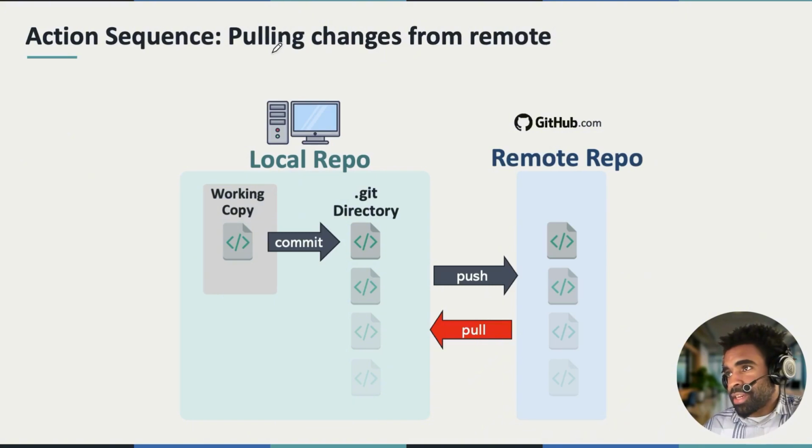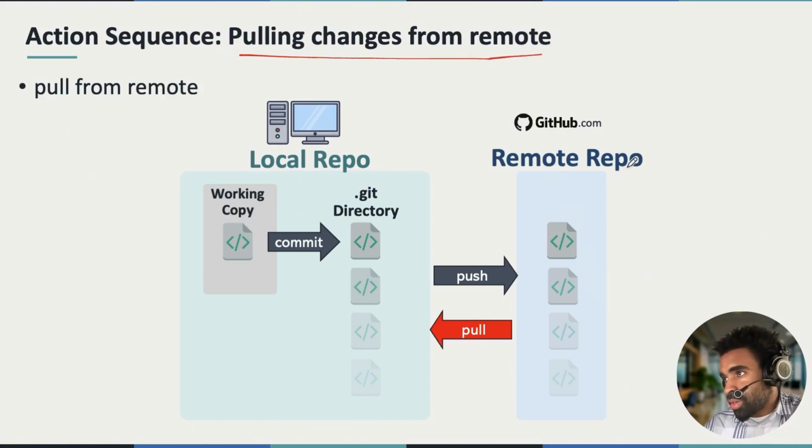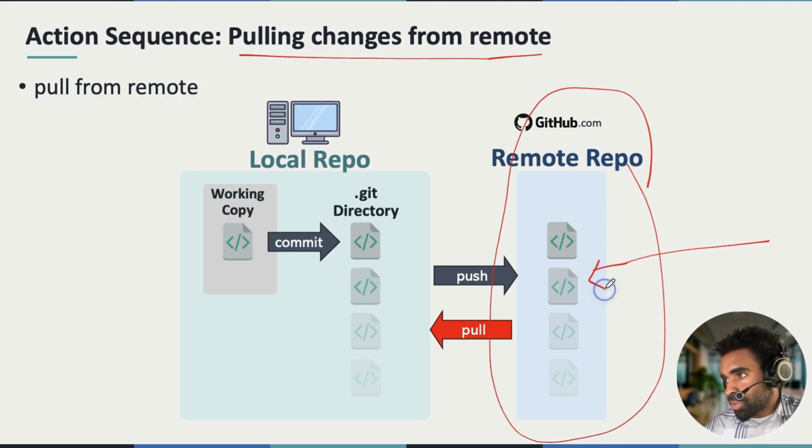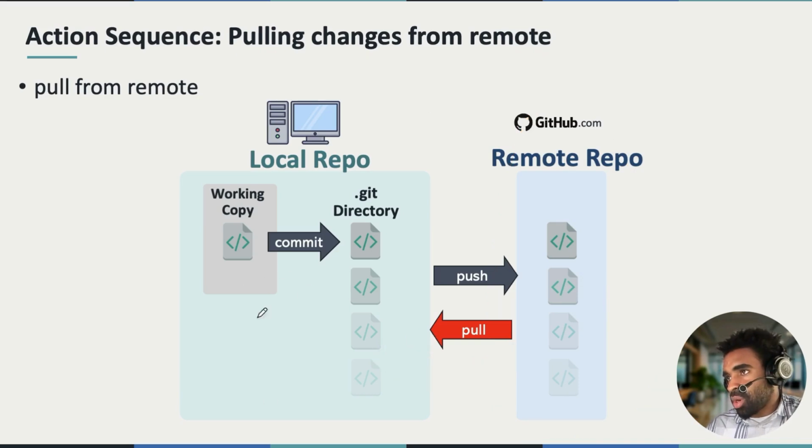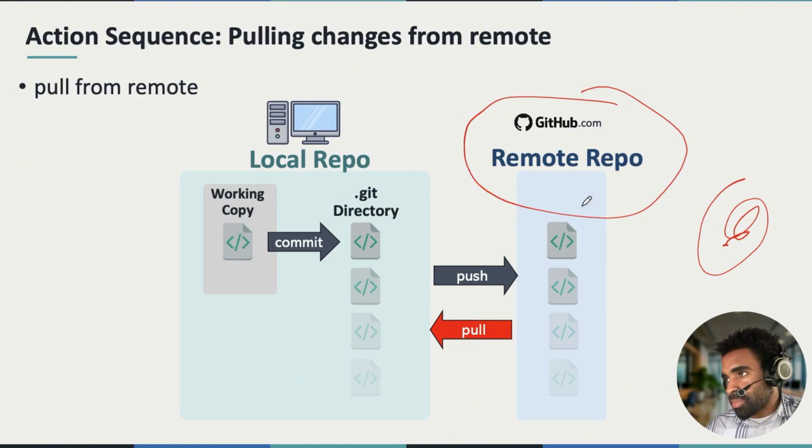So for our next action sequence, let's think about pulling changes from remote. Like I said, when you're collaborating with other people, they may make changes and push them to the remote repo, and you need to pull those changes down to your local computer. But because you are working on this exercise solo, what we're going to do is simulate being that other person by just making a change directly on github.com. So you can make changes directly on github.com.